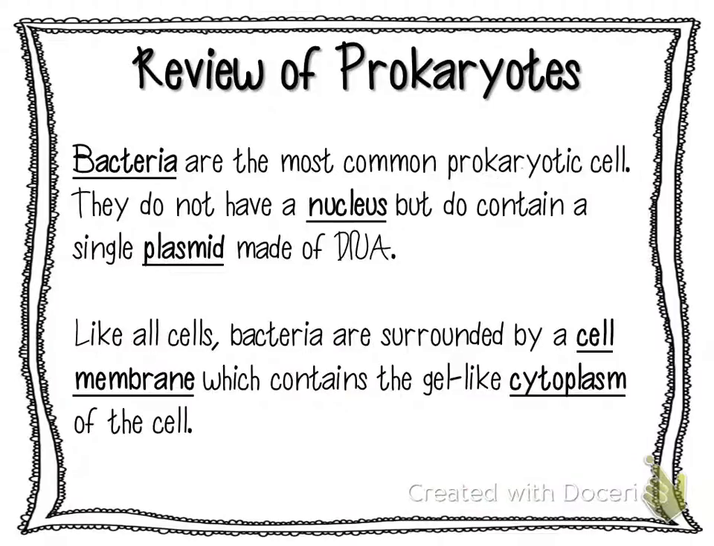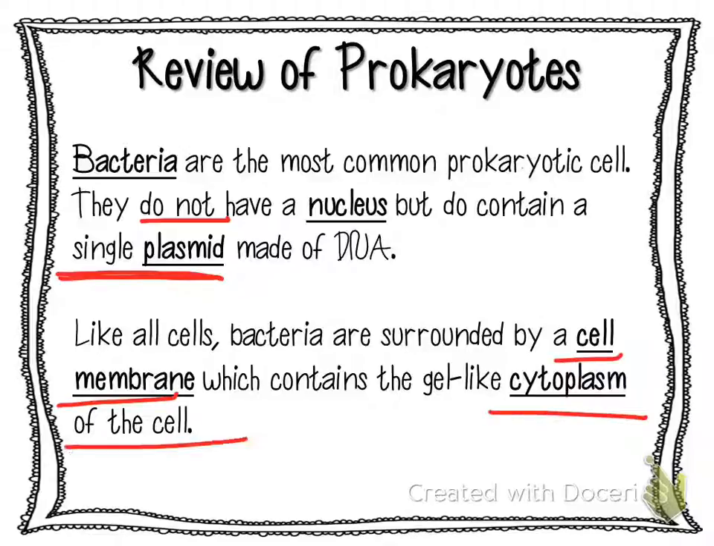So that was eukaryotic organelles. We just talked about prokaryotes. In contrast to eukaryotes, remember, prokaryotes do not have a nucleus. They do contain a single strand or plasmid of DNA. But like eukaryotes, they also are surrounded by a cell membrane, and they also contain cytoplasm.